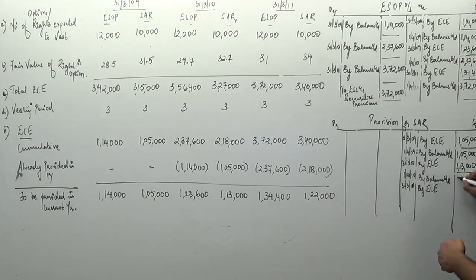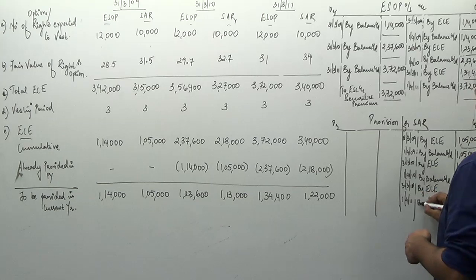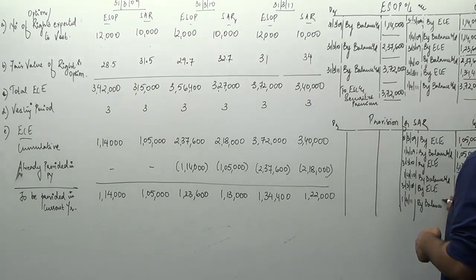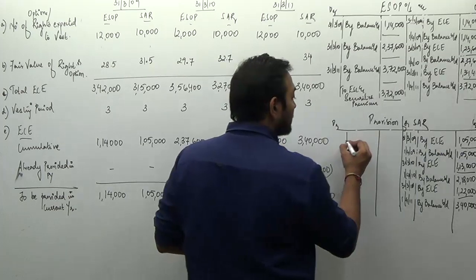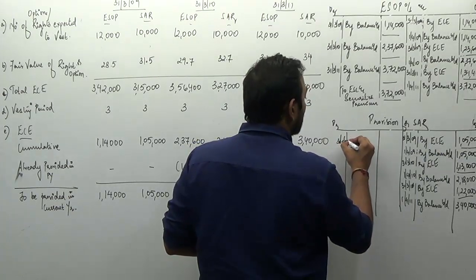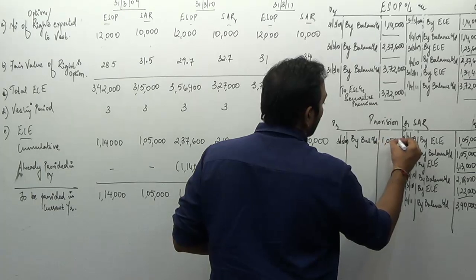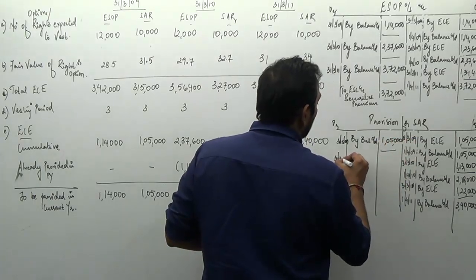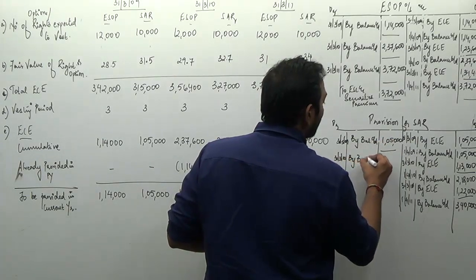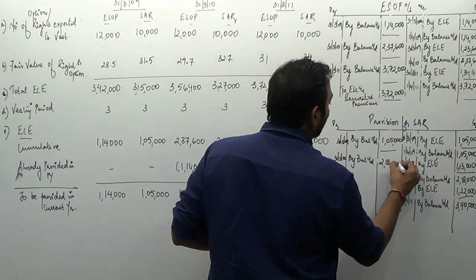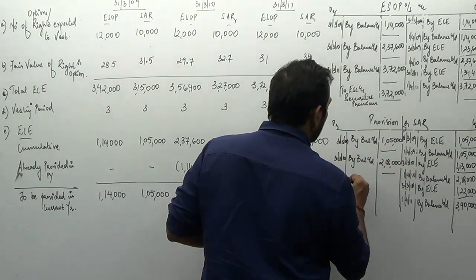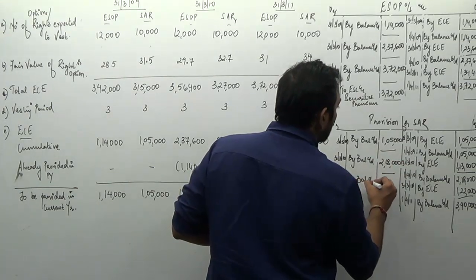Balance brought down is how much? 2,18,000 at the end of second year. Last year provision is 1,22,000. Bring it down to the next year, 1/4/2011. Balance brought down, 3,40,000. This will be settled in cash. I haven't written the balance entries. 31/3/2009, balance carried down, 1,05,000. 31/3/2010 by balance carried down, 2,18,000. 31st March 2011, balance carried down is 3,40,000.